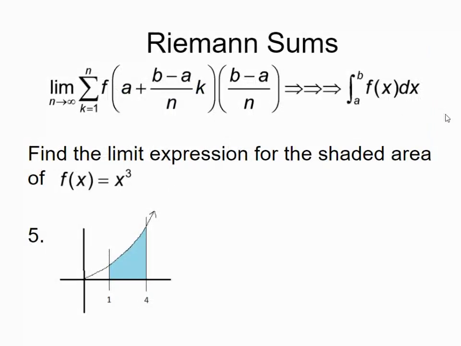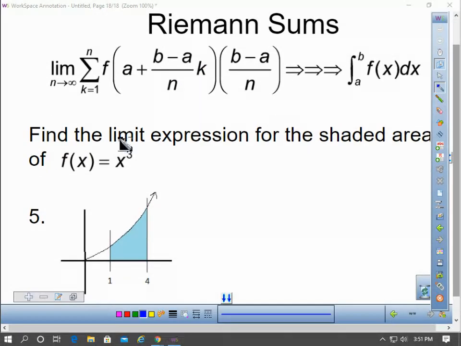So now here's one where you have a picture. So I want the limit expression that goes along with this picture, and it's the shaded area under x cubed. So this right here is part of the function x cubed from 1 to 4. The first thing I always do if I'm given a picture is write the integral first. So this is my integral from 1 to 4 of x cubed dx.